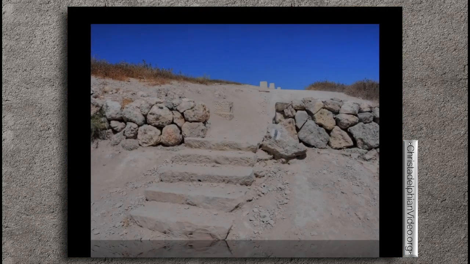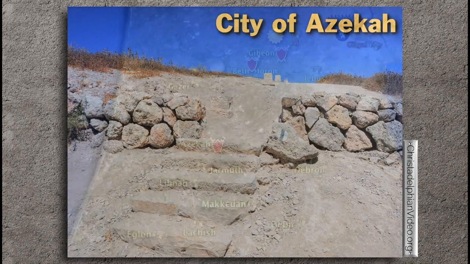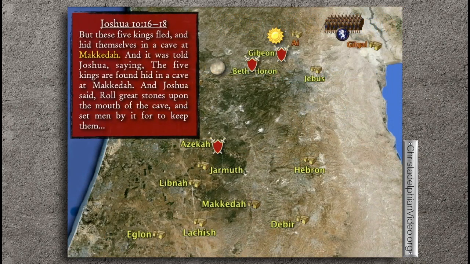So here is the city of Azekah, as it is today, still there. They've got the archaeological ruins of it as they've dug it up and identified it. It's a place. This isn't a cunningly devised fable. They exist. And they went down to this place called Makkedah. And it's interesting there, Makkedah, or however you want to pronounce it.